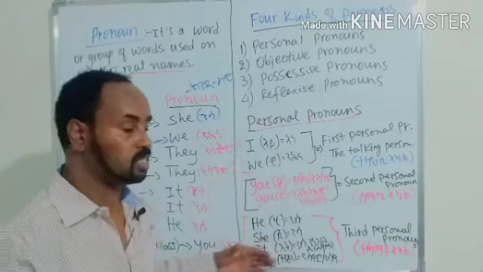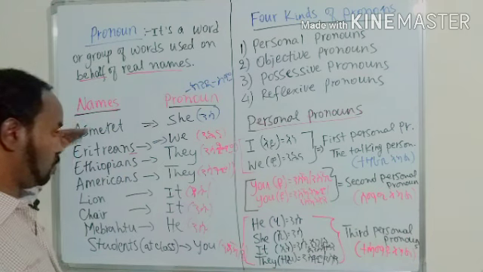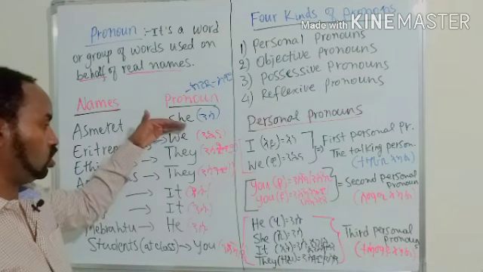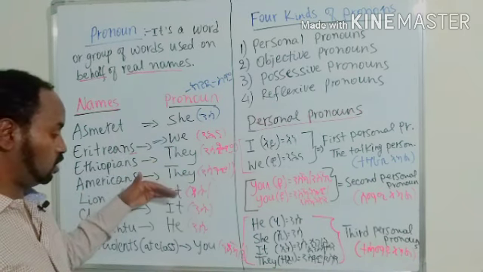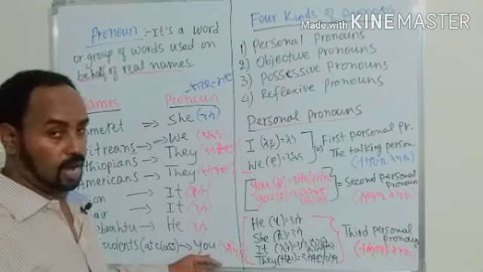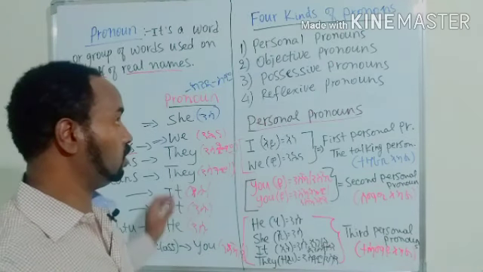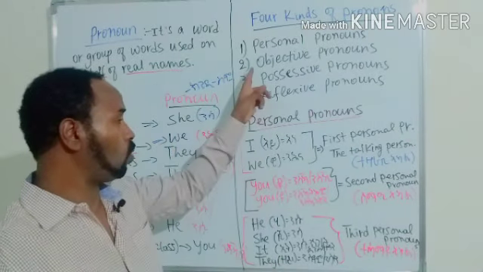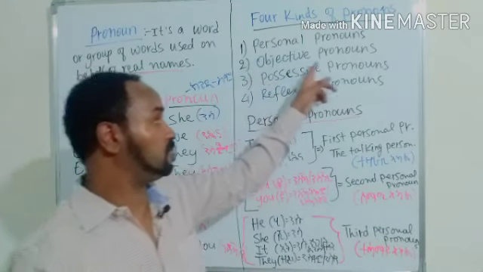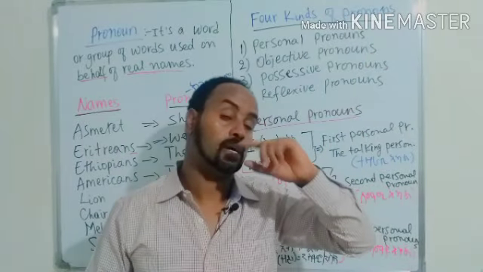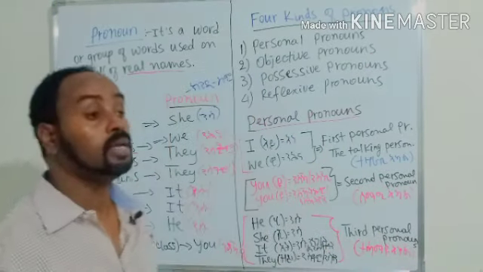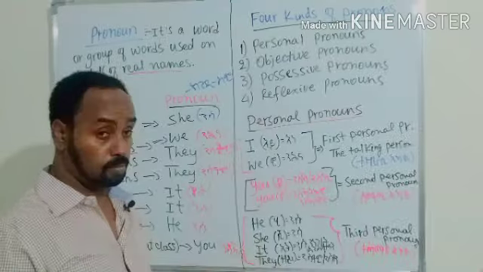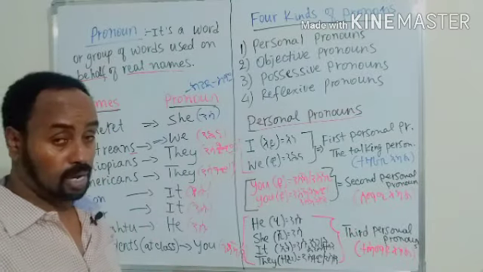Personal pronouns are basically he, she, we, they, it, you, and I, okay? These are really the personal pronouns that we are talking about. Now, what about objective pronouns? Examples are: give me, tell him, me, something like that, okay?